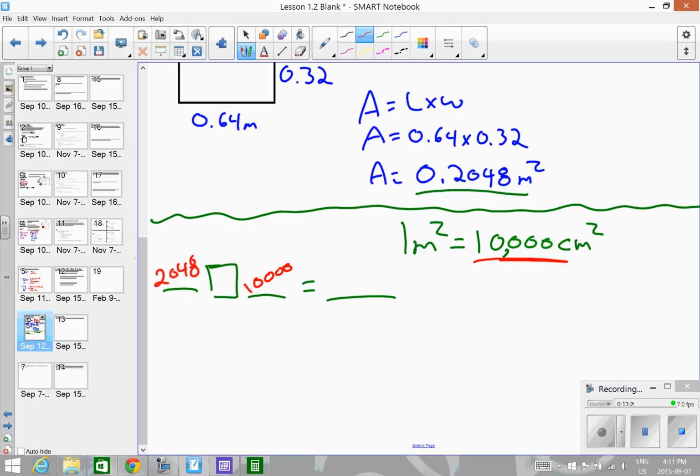And now, since we're switching, this is in centimeters squared, and I want to switch to meters squared. I'm switching to a bigger unit, so my number needs to get smaller. That means we divide. So 2048 divided by 10,000 is going to give us 0.2048 meters squared. Hey, look at that, same answer.